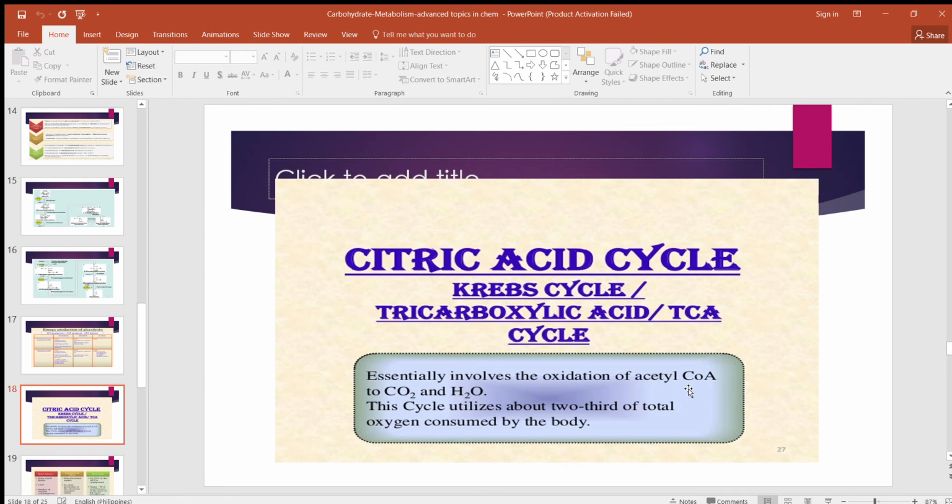Okay, acetyl coenzyme A to carbon dioxide and water. This cycle utilizes about 2/3 of total oxygen consumed by the body. So in every glucose that we produce, we have two pyruvic acid or pyruvate being produced. Kaya sa citric acid cycle, kung ilan yung na-produce na ATP doon, it should be multiplied by 2.